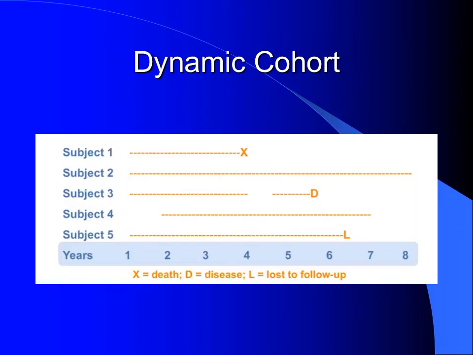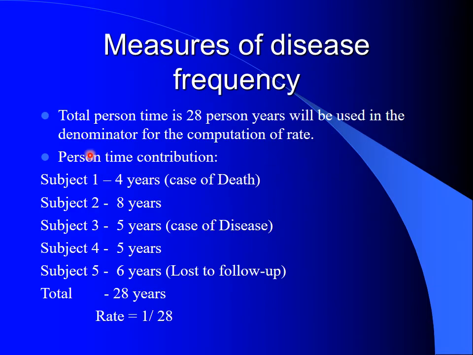Now, the diagrammatic presentation looks like this. Subject 1 joining here, joining here, joining here, and they're leaving the cohort with different reasons, being that subject 4 is joining late and subject 5 is left early due to loss to follow up, due to death and due to disease. Total person time is 28 years, which will be used in the denominator for the computation of rate.